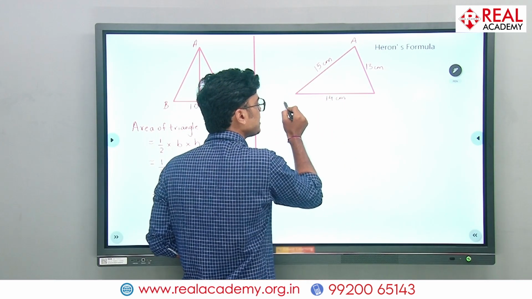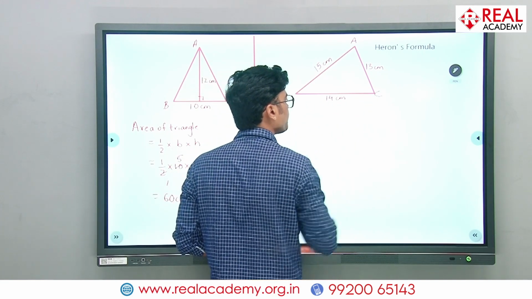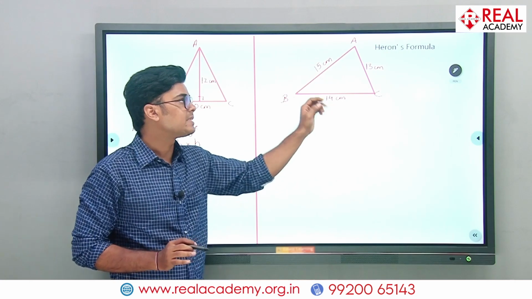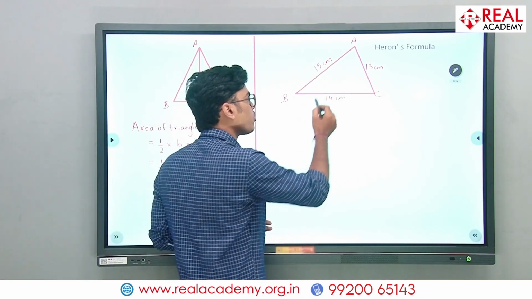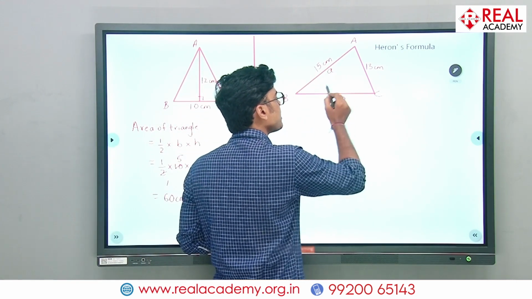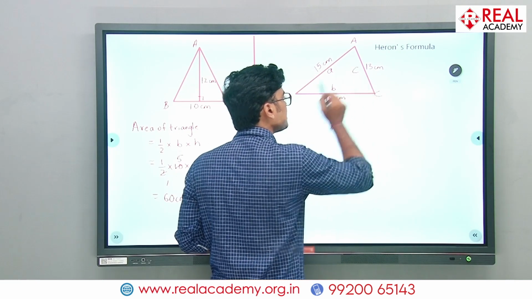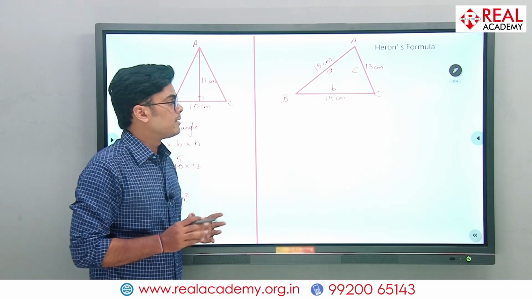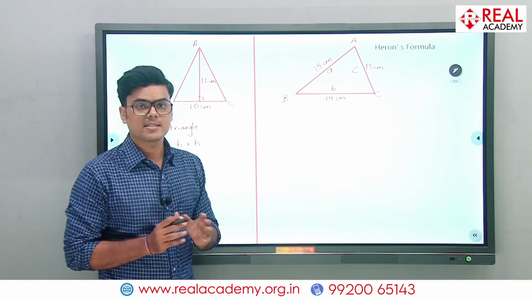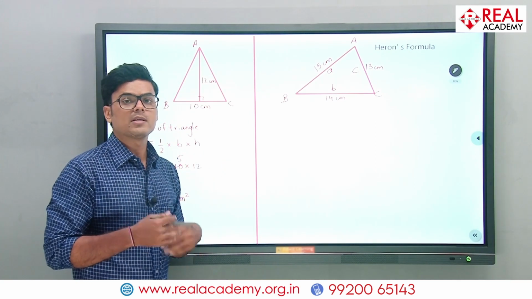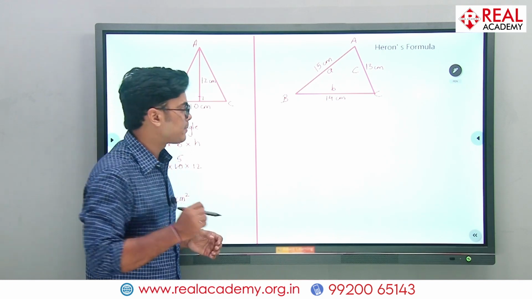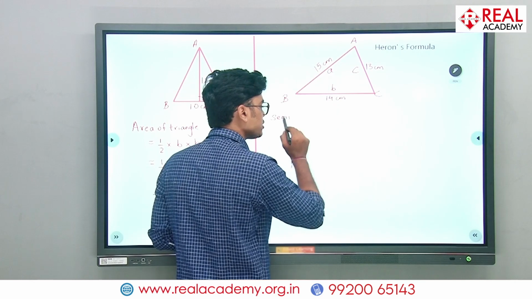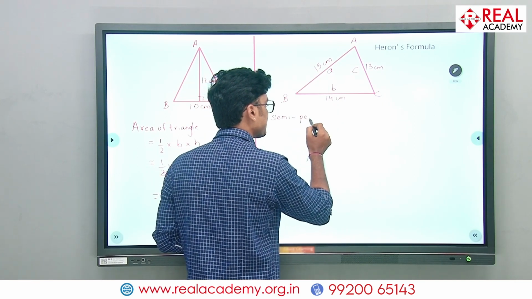As you can see, this is another triangle ABC. In this triangle, the three sides AB, BC and AC, their lengths are known to us. Let us consider this as A, this as B and this as C. The lengths of all three sides are known to us, correct? Now, what is Heron's formula? Let us discuss it. The first step towards the formula is to find out something called the semi-perimeter. To use Heron's formula, you must first find out the semi-perimeter.